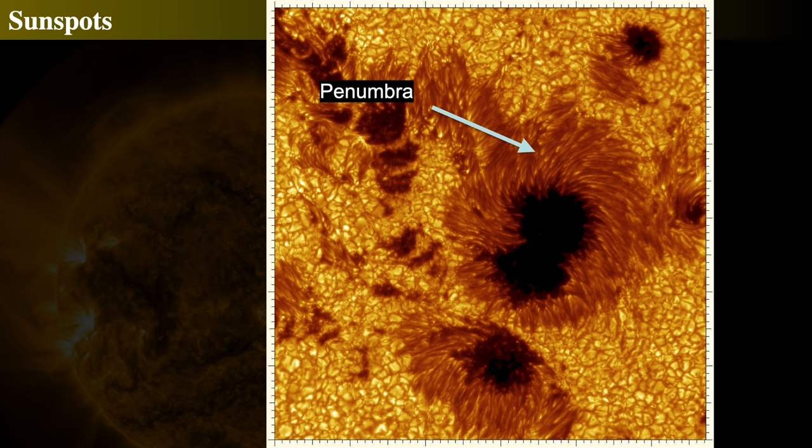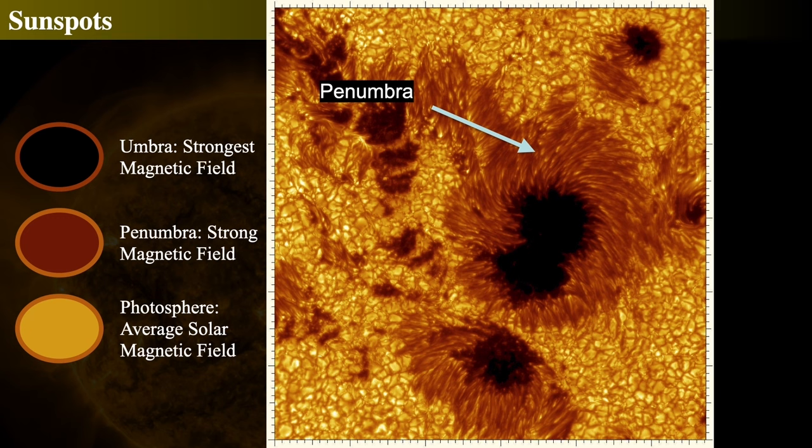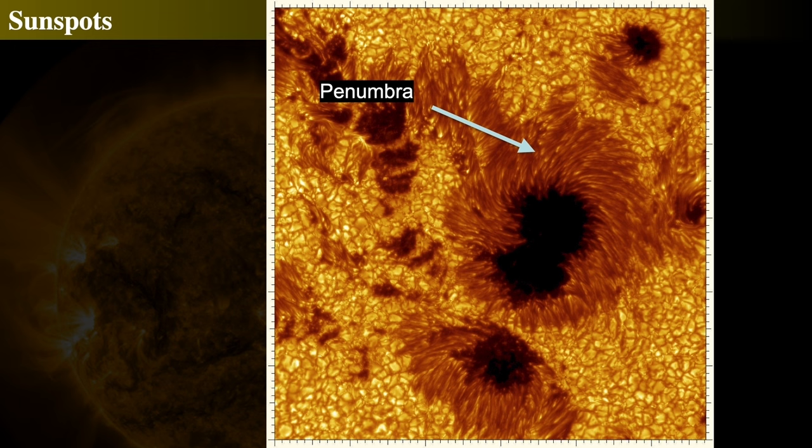And the outer portion we'll call the penumbra, and they always come in pairs. Sunspots come in two sets, where one set is magnetic north and the other set is magnetic south. So they come in pairs where one is north pole and one is south pole. We can imagine that underneath the photosphere there's some sort of magnet, like those old bar magnets or horseshoe magnets, where one end is north and one end is south, and the magnetic field is poking out.